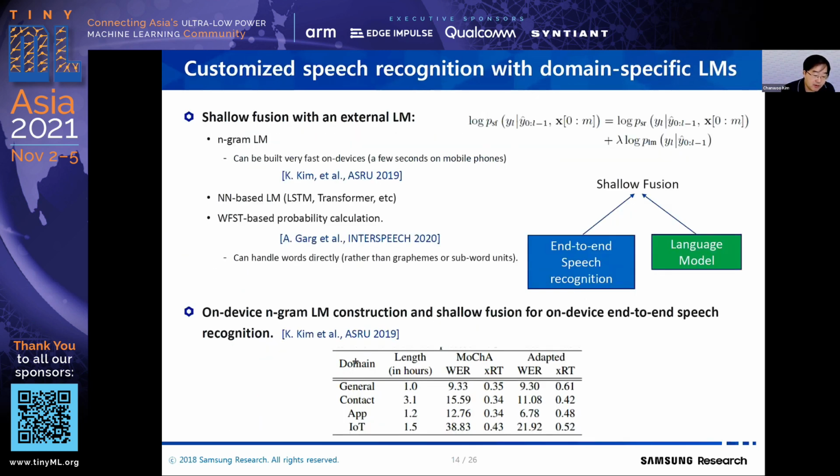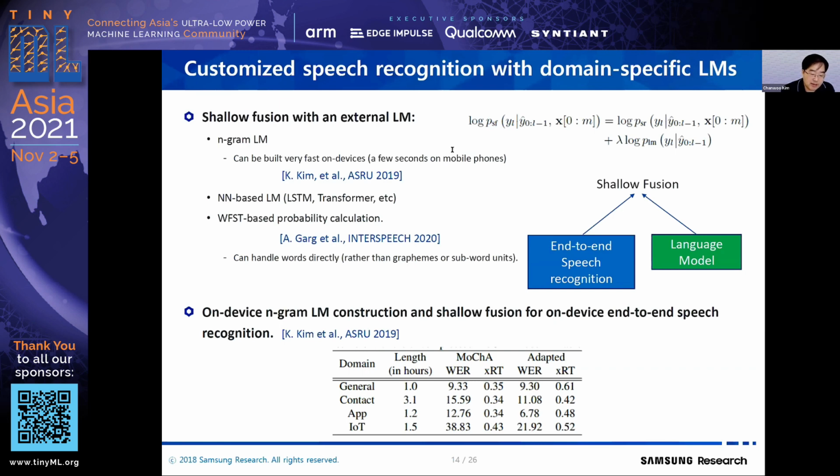And for customized speech recognition systems, for mobile phones and so on, people usually store their friends' names and their friends' phone numbers, and the speech recognition system should be able to recognize those personalized numbers and names. To tackle this problem, there have been several technologies. One easy way might be constructing a custom language model and applying shallow fusion with an external LM.